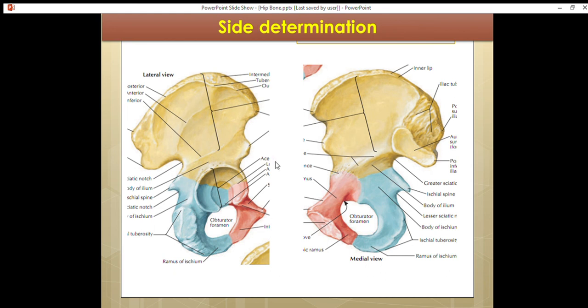The anatomical position of the hip bone can be determined by keeping the anterior superior iliac spine and the pubic tubercle in the same coronal plane, keeping the acetabulum on the outer or lateral aspect, and then we can keep it in the anatomical position.